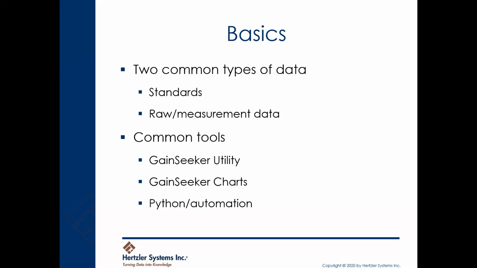To do this, we've got a few different tool sets. So that's what's under common tools. They're located in different areas in GainSeeker. Some of those tools are located in GainSeeker Utility and some in GainSeeker Charts, which are two applications we're all probably familiar with. And then if you want to do automation, we have Python that can really help with that. It's a fairly powerful way of doing it, and it's very discerning.